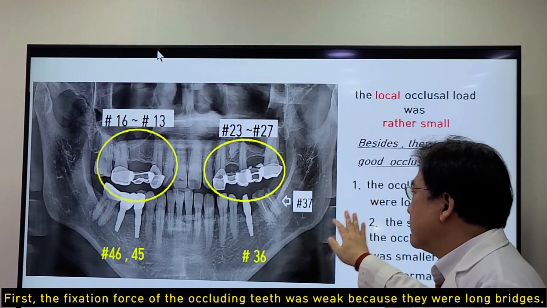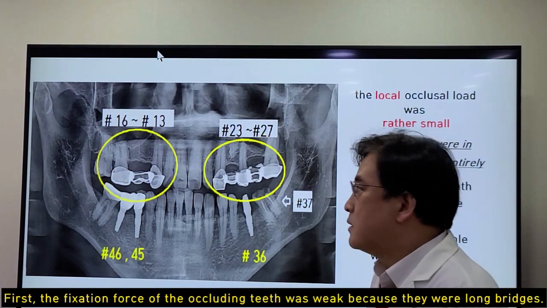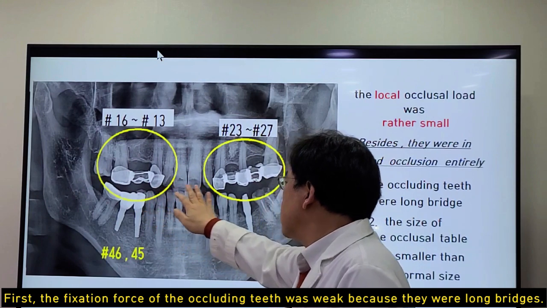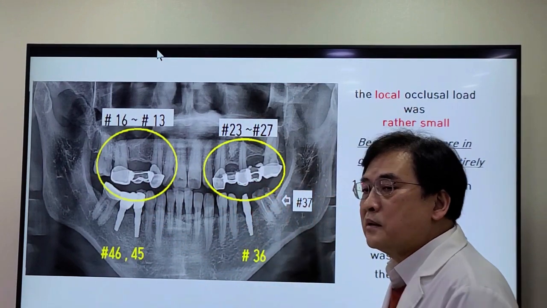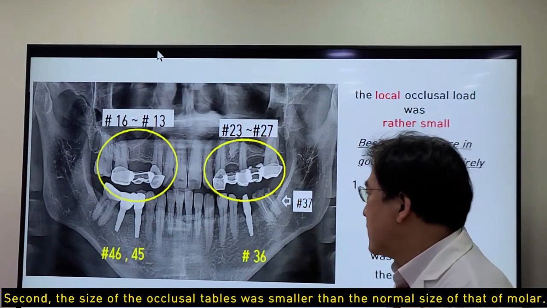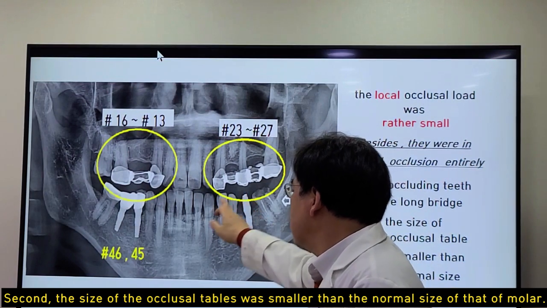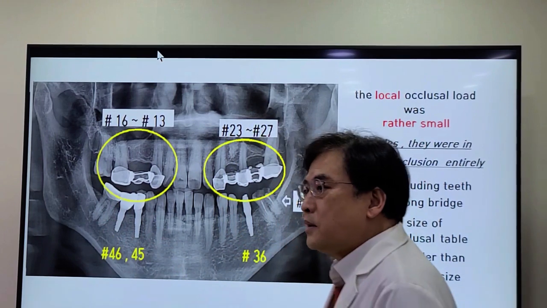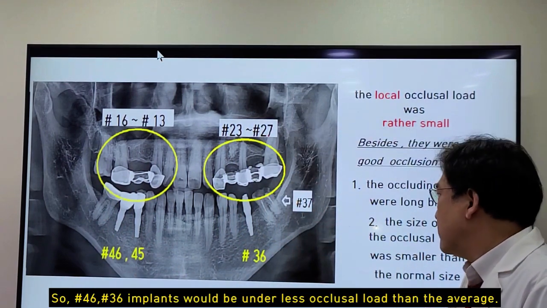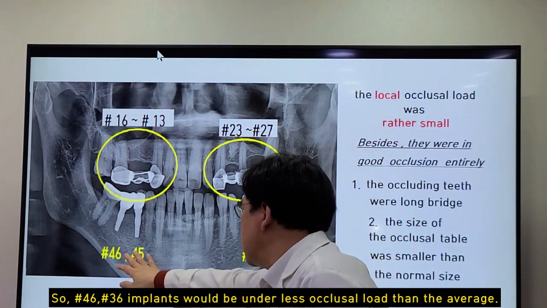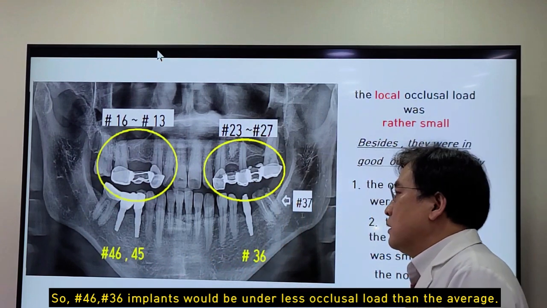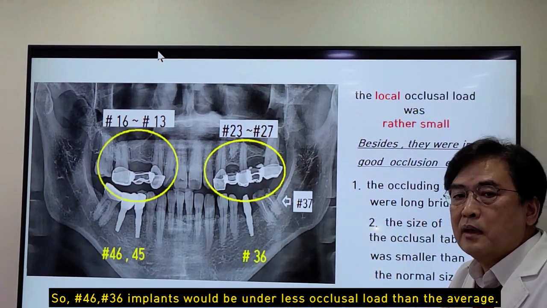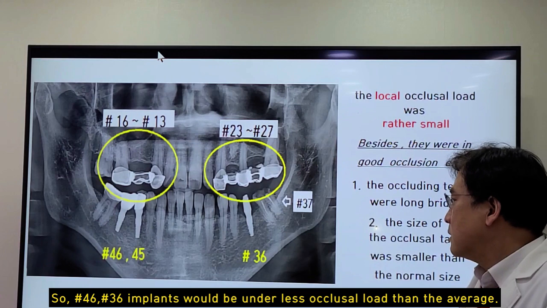First, the fixation force of the occluding teeth was weak because they were long bridges. Second, the size of the occlusal tables was smaller than the normal size of that of a molar. So, the 46 and 36 implants would be under less occlusal load than average.